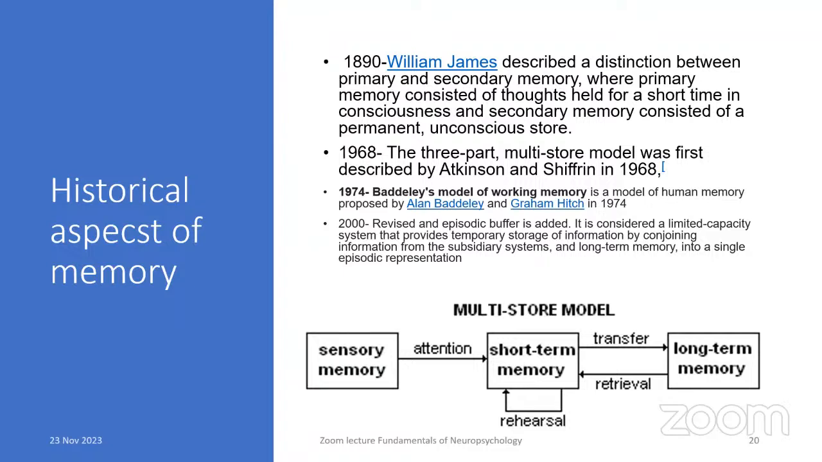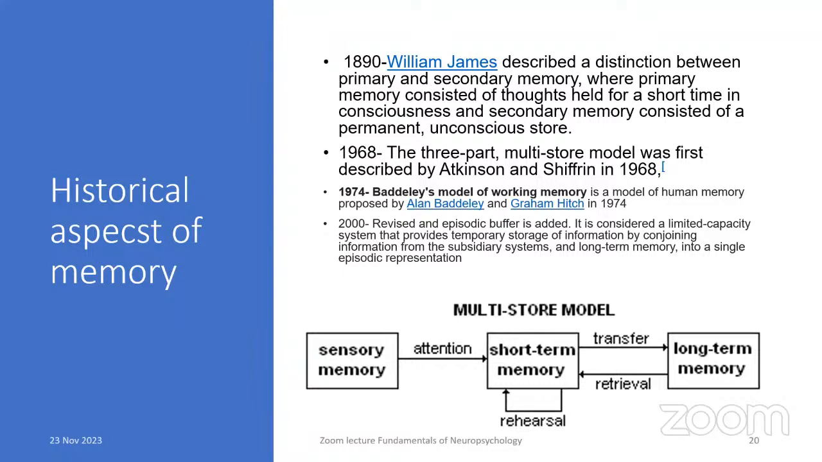It's considered a limited capacity system that provides temporary storage of information by conjoining information from the subsidiary systems and the long-term memory into a single episodic representation. Let's look at this: the sensory memory, short-term memory, and long-term memory. Whenever memory is there, initially it goes into the buffer of recent memory. So let us look at working memory, where it is located: the perisylvian region. The recent memory is in the hippocampal formation, dentate gyrus.